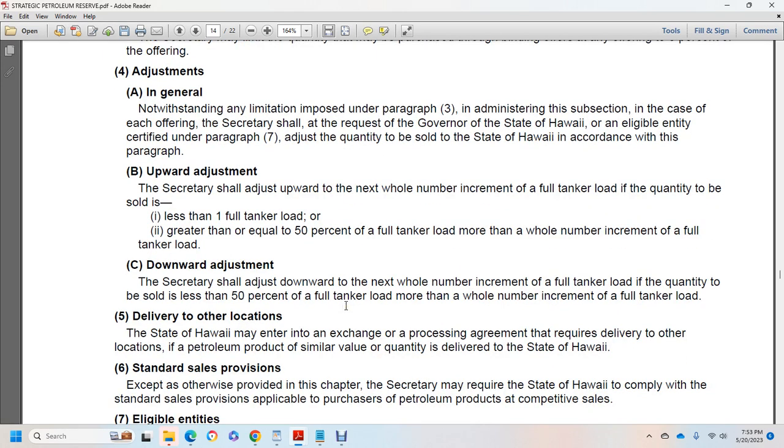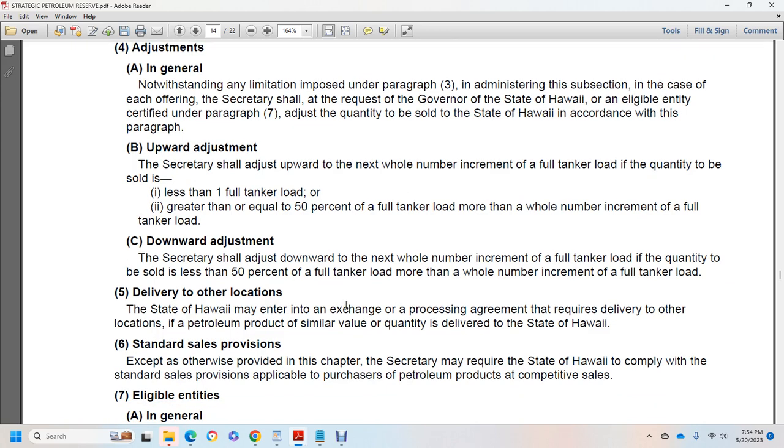(C) Downward adjustment: the Secretary shall adjust downward to the next whole number increment of full tanker load the quantity to be sold that is less than 50% of a full tanker load more than the whole number incremental full tanker load. (5) Delivery to other locations: the State of Hawaii may enter into an exchange or processing agreement required to deliver to another location petroleum product of similar value and quantity to that delivered to the State of Hawaii.